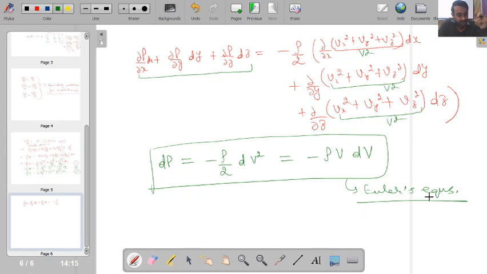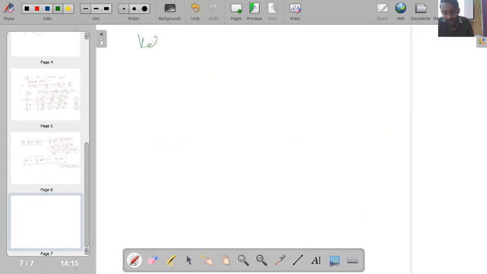So all these three equations, continuity, momentum and energy, we will try to form into a single equation. And that single equation is nothing but the velocity potential equation. So now our attempt is to determine the velocity potential equation.